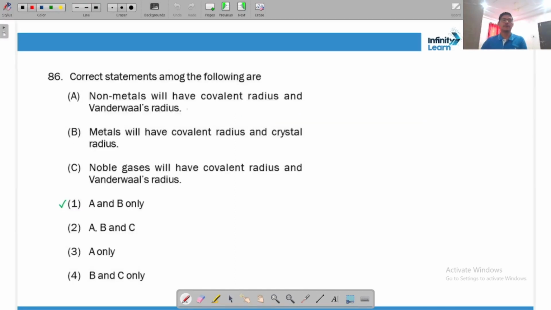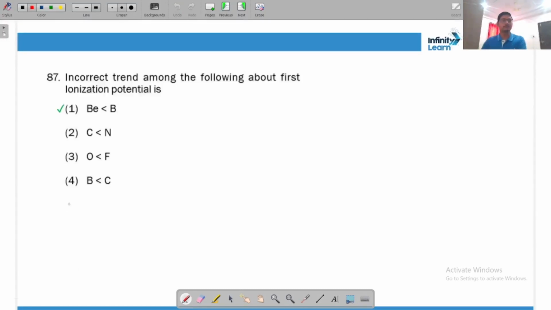Correct statements among the following are: non-metals will have covalent radius. Yes. Metals will have covalent crystal radius. Yes. Noble gases will have covalent radius. No. Okay. Except xenon, we do not know the stable compounds of other noble gases, so we cannot define covalent radius for them. So this is a correct answer.